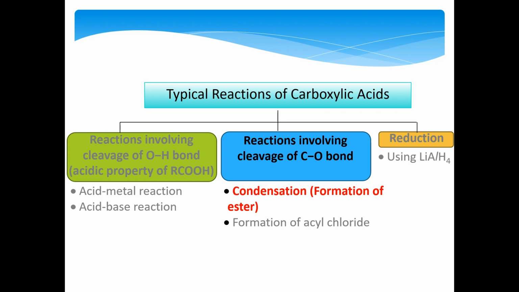Next, we will move on to reactions involving the cleavage of the C-O single bond in carboxylic acid. We have condensation reactions resulting in the formation of ester. We also will talk about how to form acyl chloride. And the last type of reaction will be reduction, which we'll discuss more later on. For now, let's look at how carboxylic acids can undergo condensation reactions.